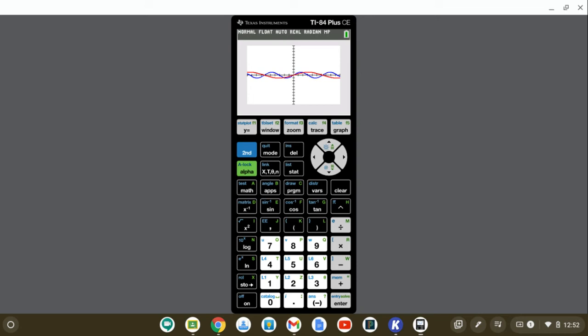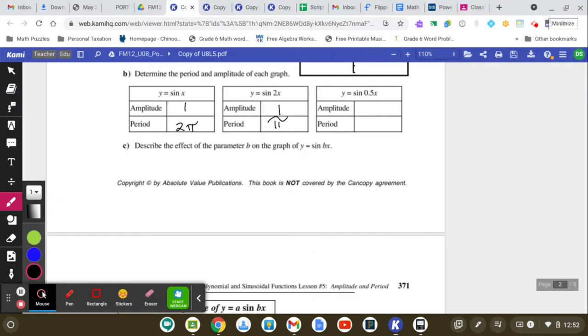But the period now, is it taking more time or less time? More. By the time I get to 2 pi, I'm only halfway done. So guess what the period is? 4 pi. Are you in radian mode? Well, that would be the reason.